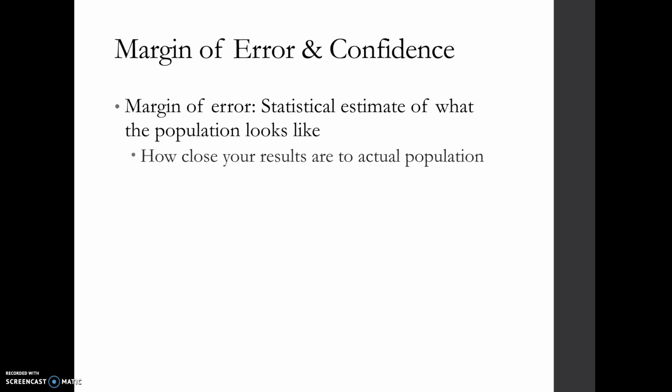Now let's talk about the margin of error and confidence. Margin of error is a statistical estimate of what the population looks like and how close your results are to the actual population. Remember, the whole sampling method is to select subjects, which essentially is a subgroup of the population. Let's say you find out that among your subjects, they like apple over avocado, like 100%. Then how accurate can your result apply to the population?